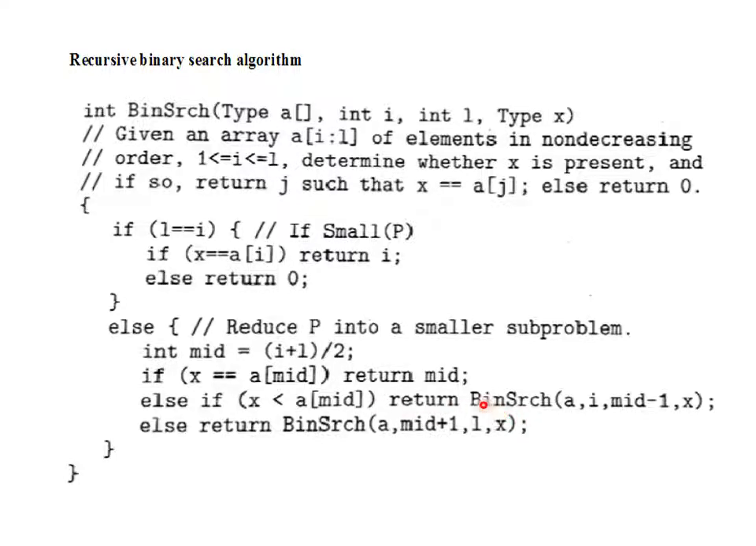So we are calling the same function within the return statement, binary search. You see the same function with a, the entire list of items, we are passing, but what is i? i is the first value that we pass, equal to index value 1, and mid minus 1. Mid is already calculated as 4, and mid minus 1 is 3. So we are passing the same list, 1, 3 and x. So we are calling the function here.